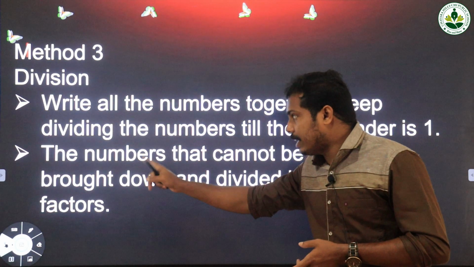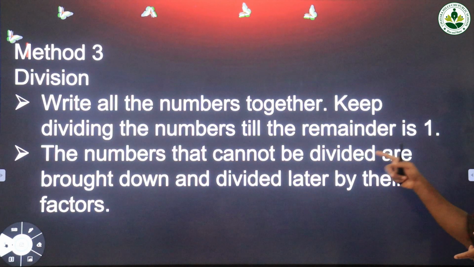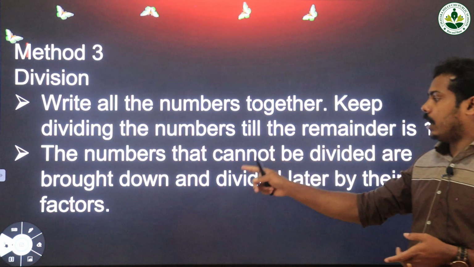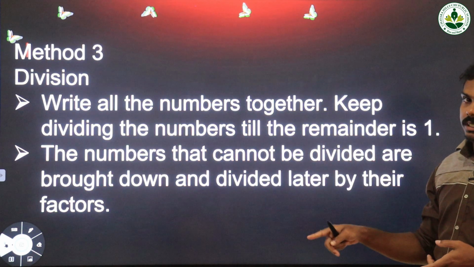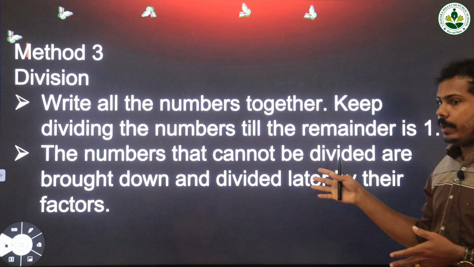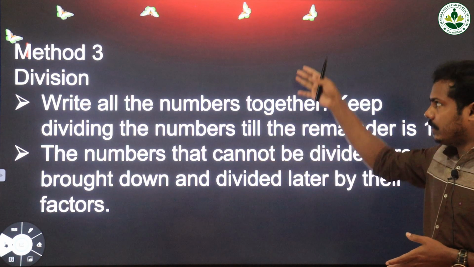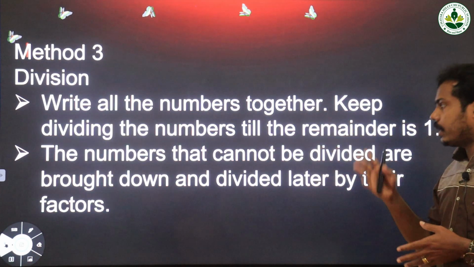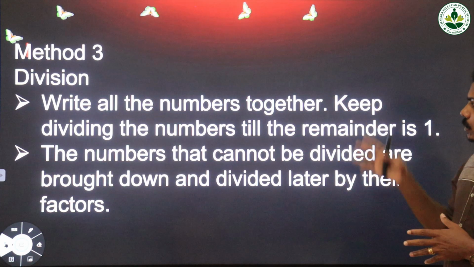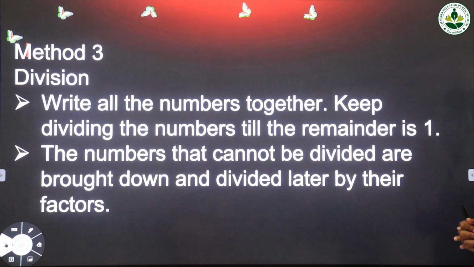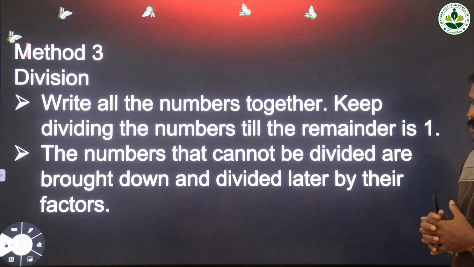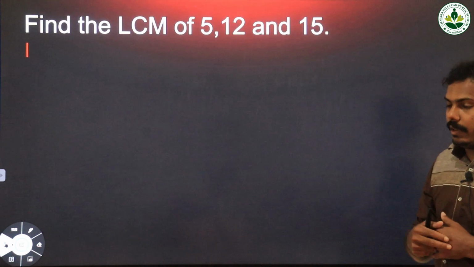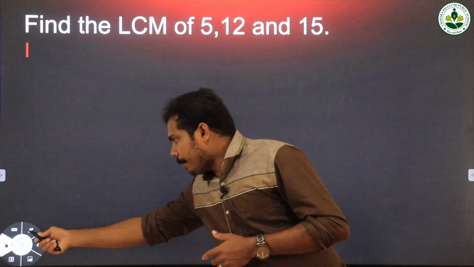Then the important thing is the numbers that cannot be divided are brought down and divided later by their factors. If one number cannot be divided with the given factor, then just write it down. No changes, just write it down. So the first step is write all the numbers together, keep dividing the numbers till the remainder is 1. Then the numbers that cannot be divided are brought down and divided later by their factors. Anyway, we can do the exercise.